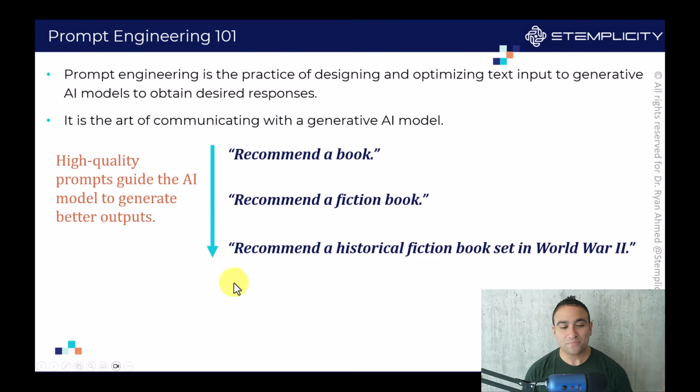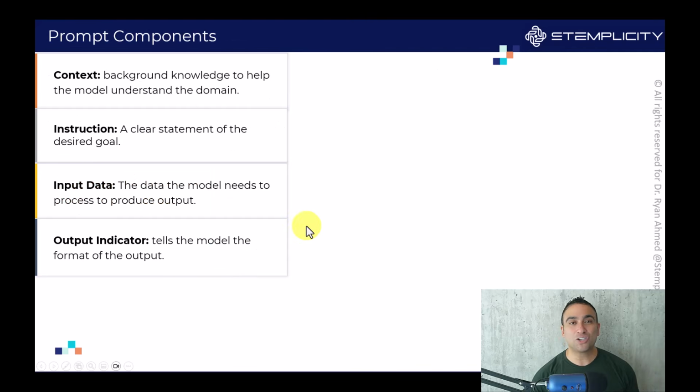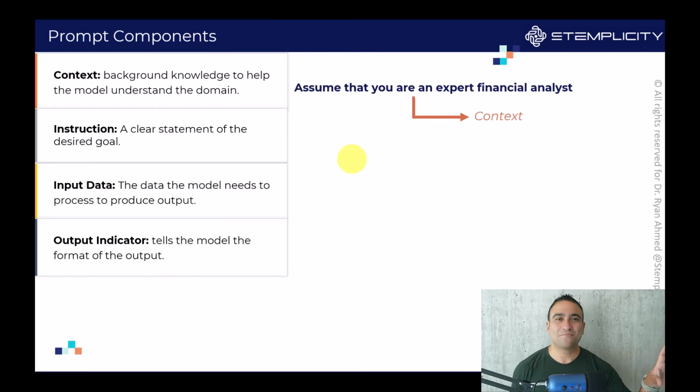So when it comes to structuring any prompt, we basically have 4 different components. The first one is what we call a context. Think of it as background knowledge to help the model understand the domain. So based on years of research and a lot of publications, I would say, you find that when you talk to these artificial intelligence models, we found that the best way is that we actually give them a persona. So for example, I can say, assume that you're an expert financial analyst. And this is going to be the context first.